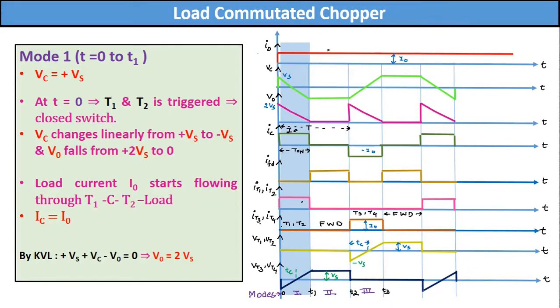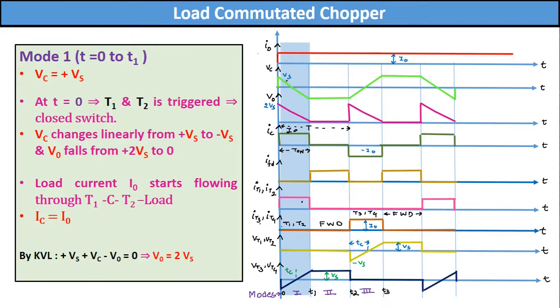Now we will understand the waveforms in the first mode of operation. This shaded area shows the first mode of operation here. As we have discussed in the voltage commutated and current commutated chopper, we always consider the load current to be continuous and ripple free. That means we are considering the load to be highly inductive in nature. So here also we will consider the load current to be continuous in nature.